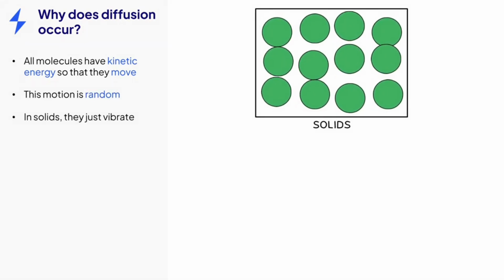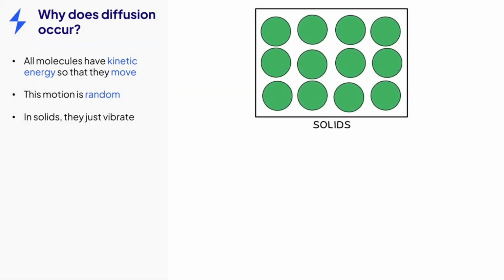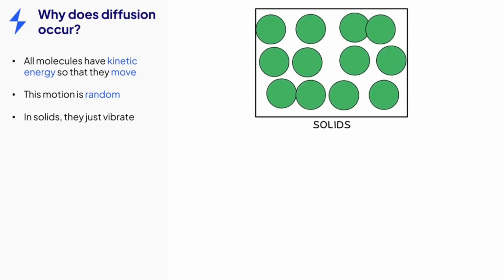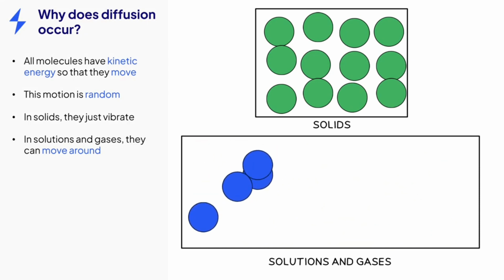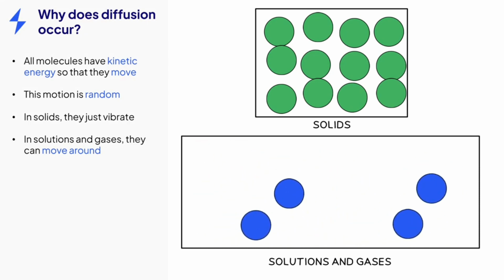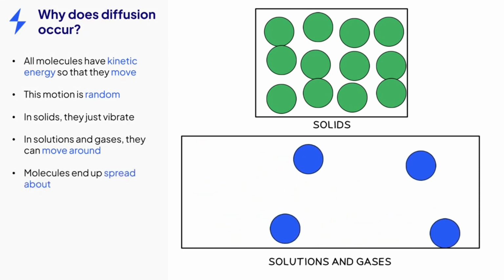In solids, molecules vibrate against each other but cannot move relative to the neighbouring molecules. In solutions and gases, the molecules are far enough apart that they can move around due to the kinetic energy they possess. This causes them to spread out from each other, as seen here, until they are evenly distributed in the available space. This is diffusion.